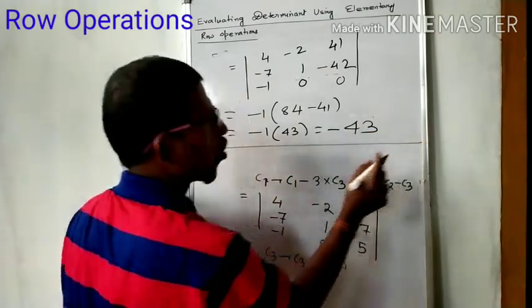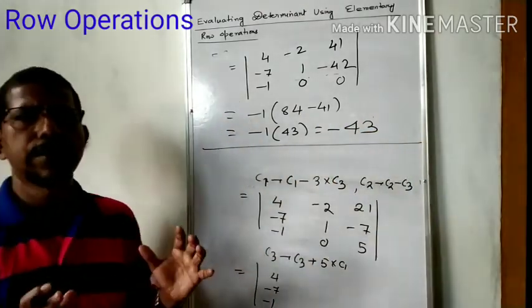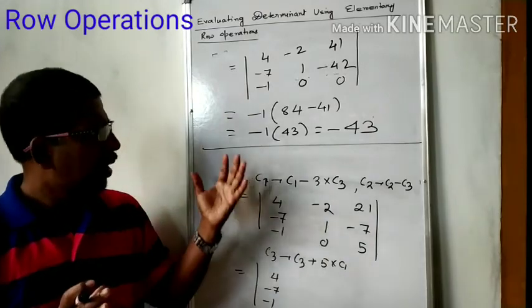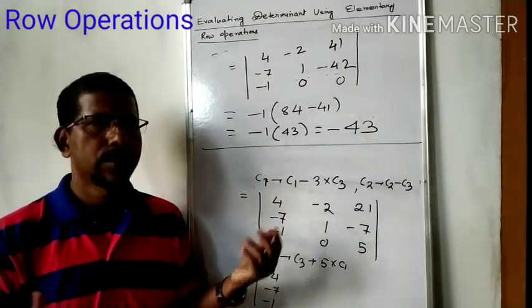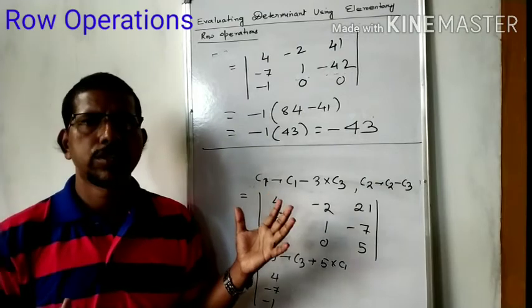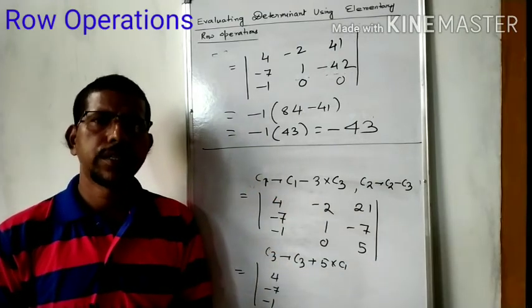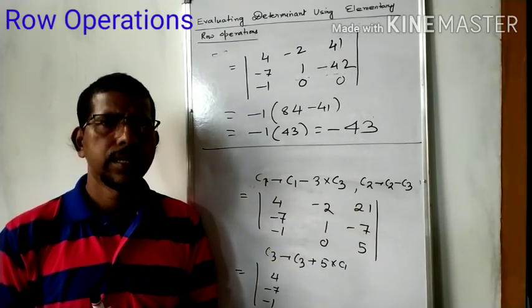So with the help of row operations, we can easily find the value of the determinant, and we can get a very simple answer. So by using row operations, we can easily find the value of the determinant very easily. Thank you.